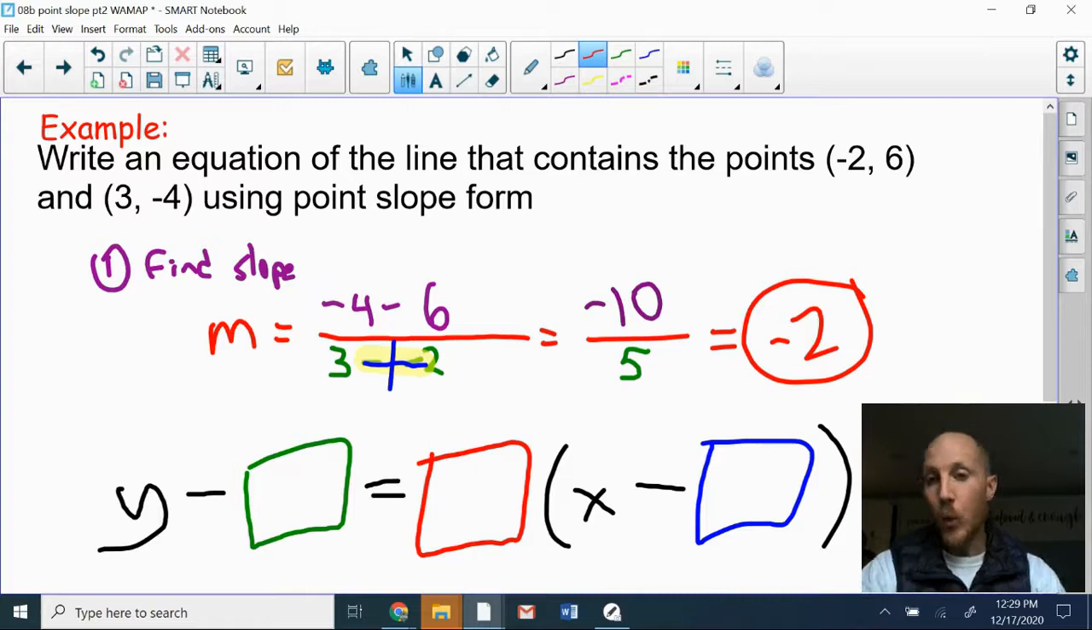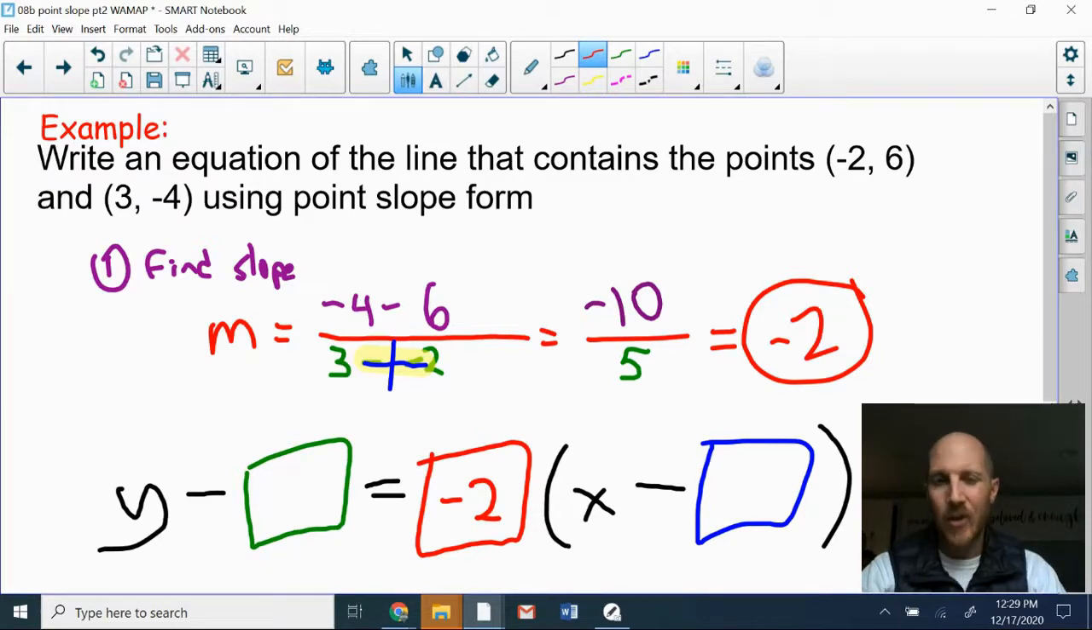So to write an equation, my first thing I would do is take that -2, the slope I just calculated, and drop it into the slope box. And then for the rest of the equation, I need to get a y-coordinate for my green box and an x-coordinate for the blue box.